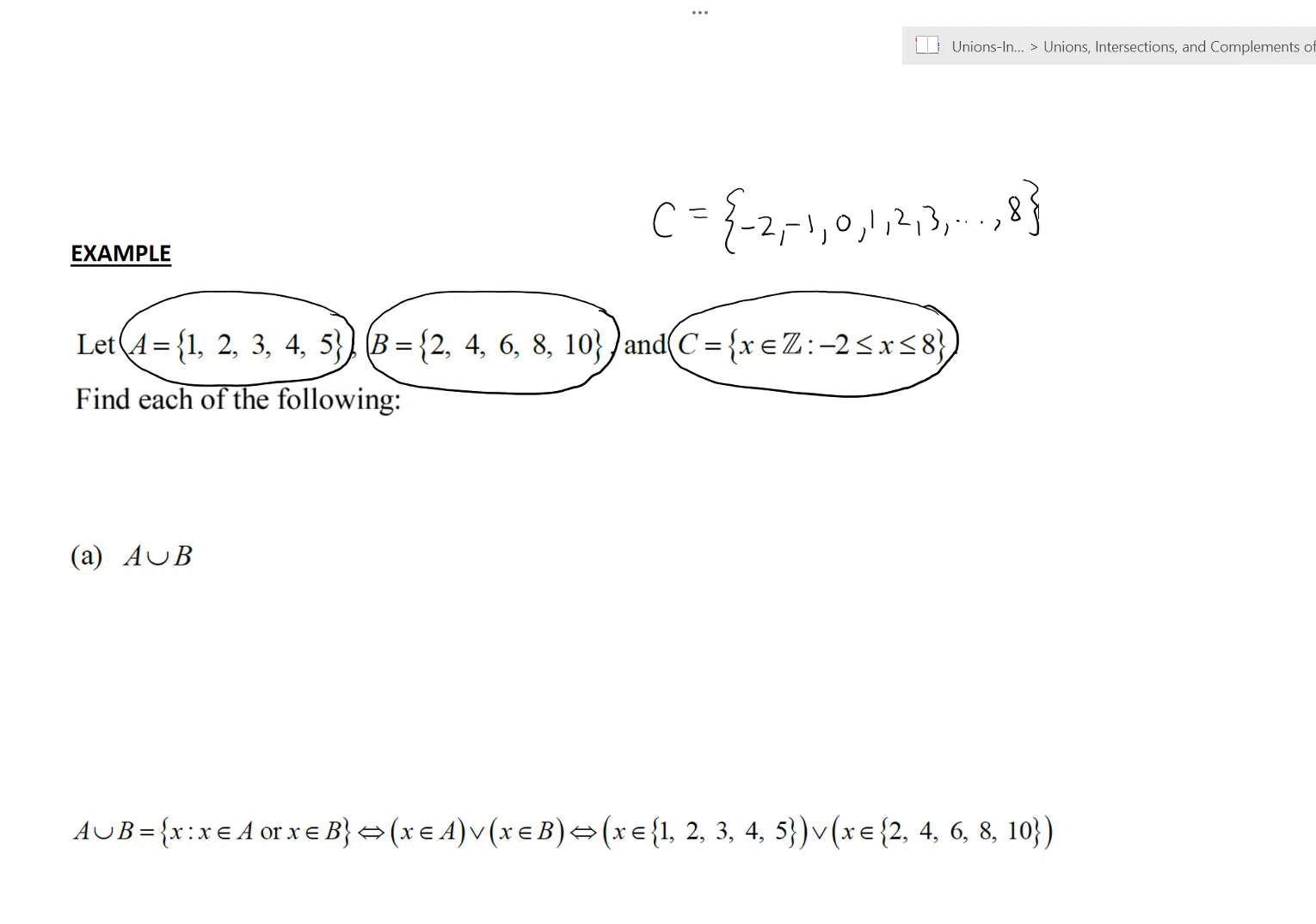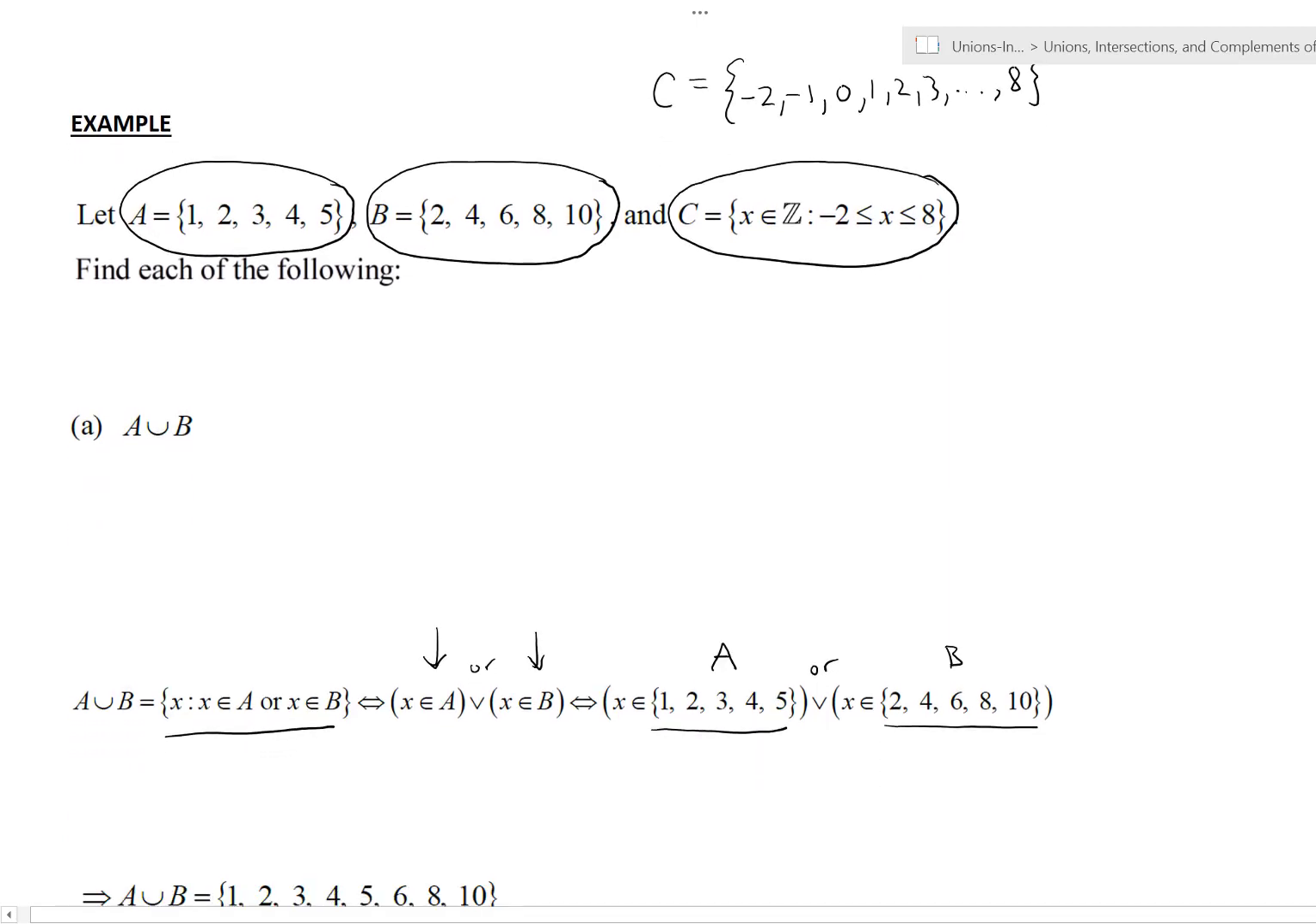So let's go through and dissect this statement here. The union of A and B, like I just said, is the collection of x's that belong to A or belong to B. That's like saying x is in A or x is in B. What's that the same as saying? Either x is coming from the set 1, 2, 3, 4, 5, that's set A, or x is coming from the set 2, 4, 6, 8, 10. That's your set B.